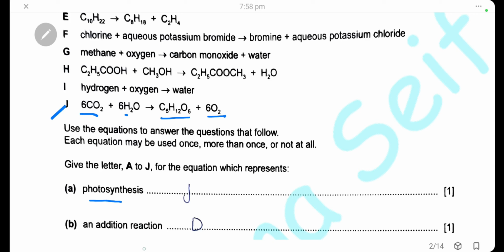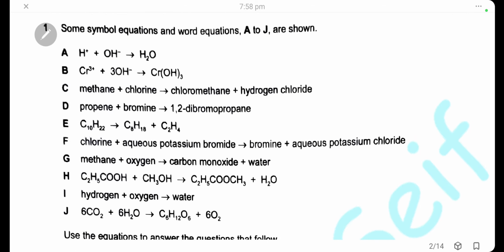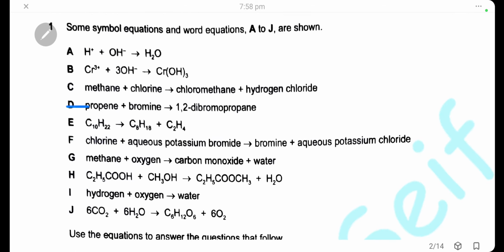2. Addition reaction. A reaction involving the formation of only one product. We have here equation D, where bromine is added on the double bond of the alkene to form one product, which is 1,2-dibromopropane.